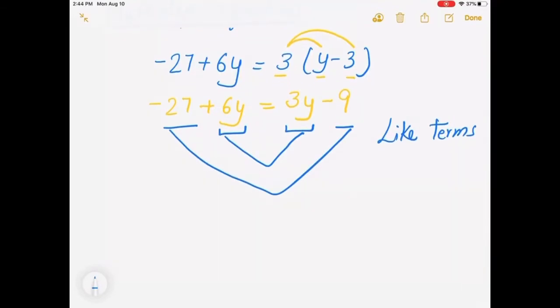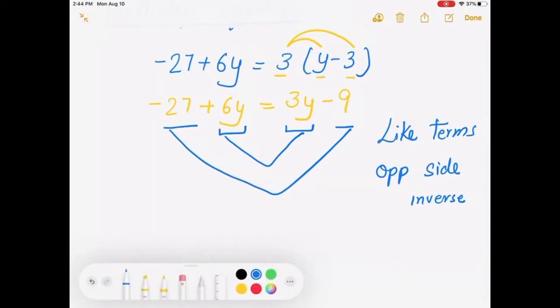Okay, so if those like terms are on the opposite side, we just do inverse operation. So it means if something is being added on one side, I would subtract both sides to get rid of that number. Okay, so let's look at that part.